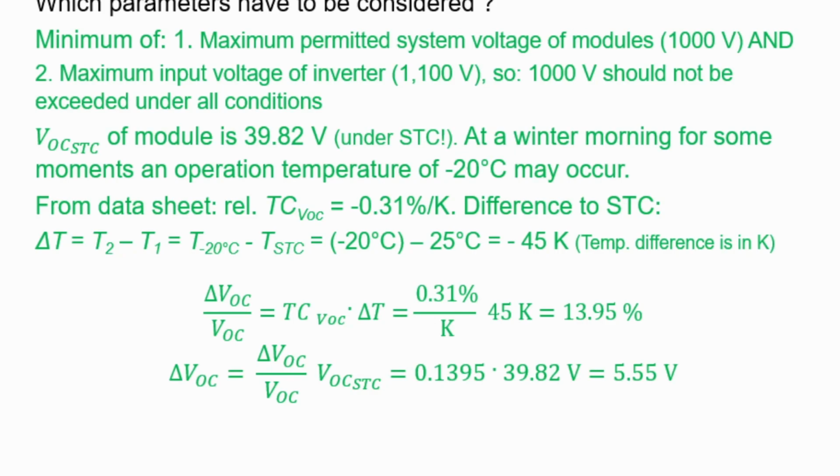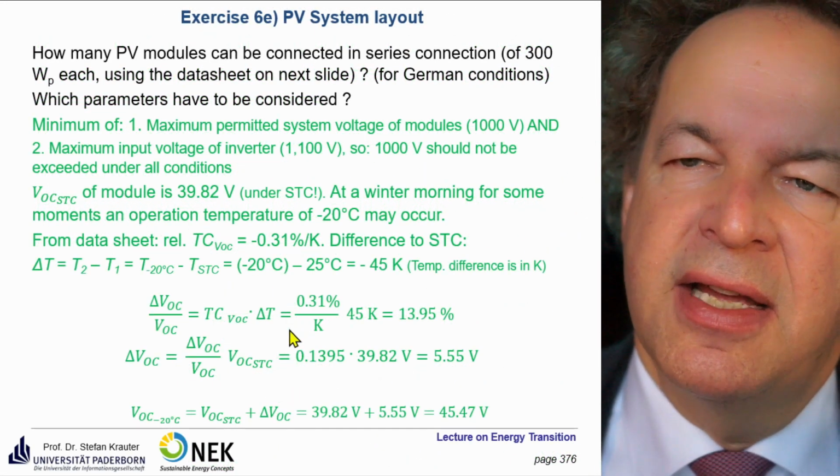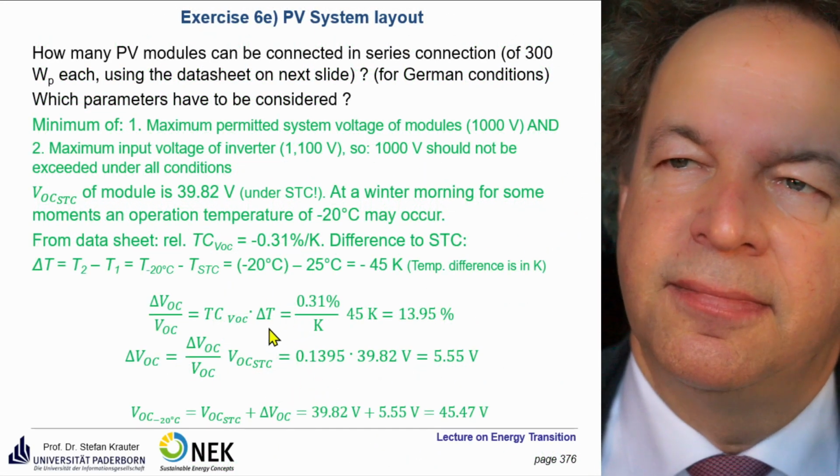So this is for one module only. To calculate for the other modules, the one module then has an open circuit voltage of 45.47 volts, which should be considered in the calculations, not the original numbers anymore. Many students in the test don't consider that issue.